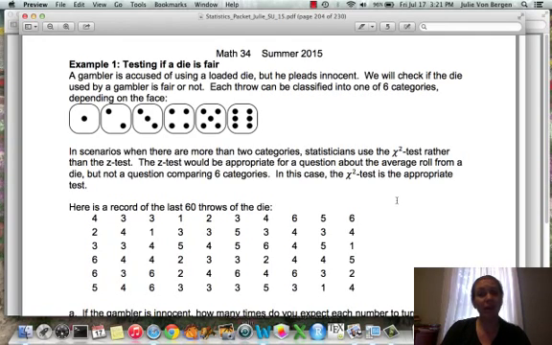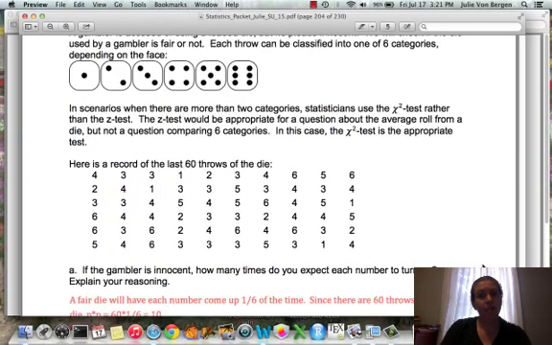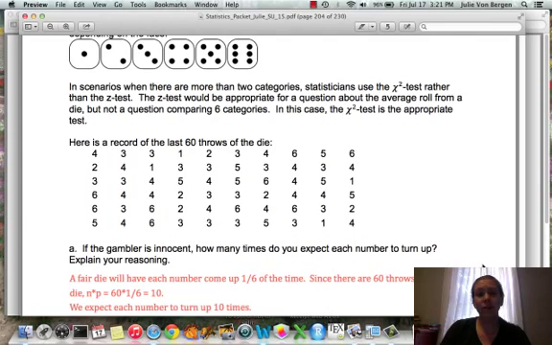Each throw can be classified into one of 6 categories, depending on the face. Our face choices here are 1, 2, 3, 4, 5, or 6 spots. So in scenarios such as this one, when there are more than 2 categories, statisticians use the Chi-Squared test rather than the z-test. So this is the Greek letter chi, and so we call this the Chi-Squared test.